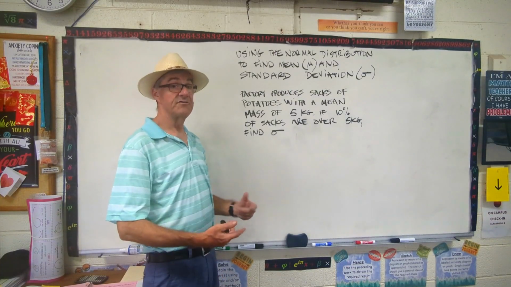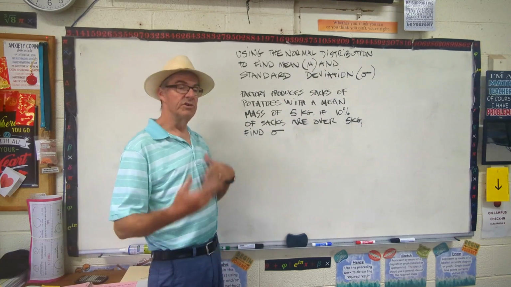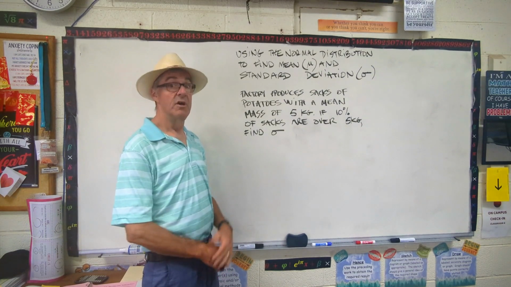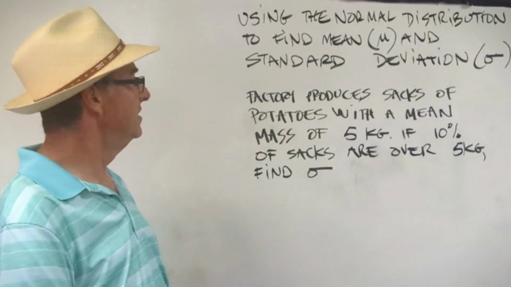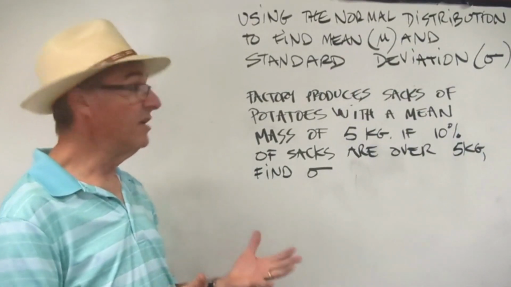Today's lesson involves finding the mean and the standard deviation when you know information about the data and you know probability information for the normal distribution. So we're going to teach this one just straight up by an example, and here it is.